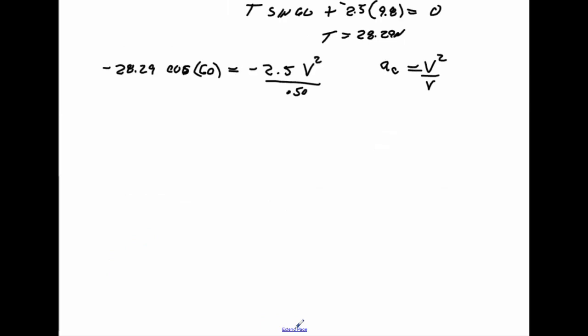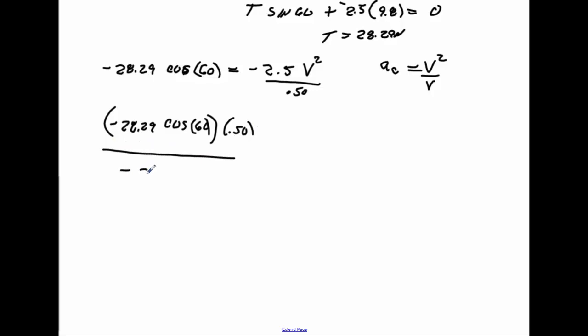Alright, so now all we have to do is solve for v. And we got minus 28.29 times the cosine of 60 times 0.50 divided by negative 2.5. Take the square root of that. That gives me a value of v, and v in this case would be 1.68 meters per second.